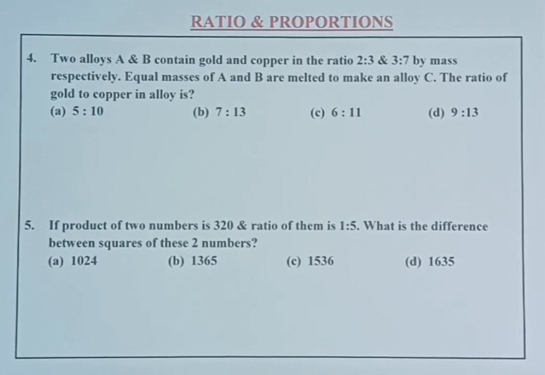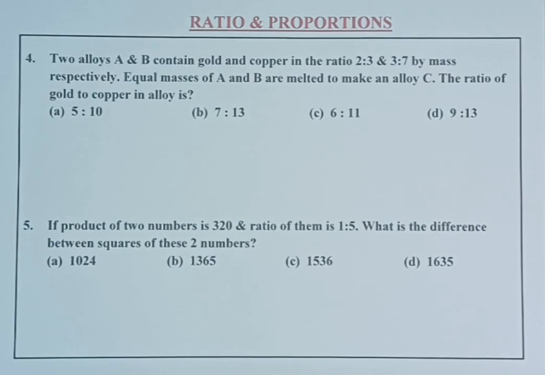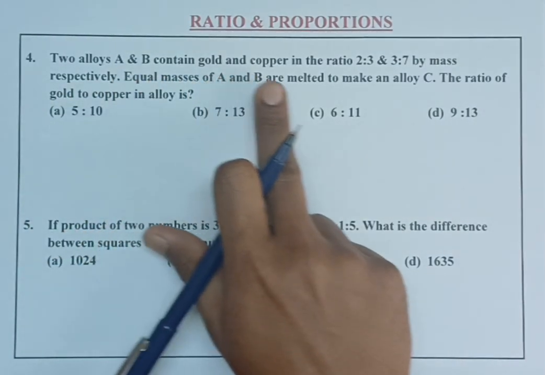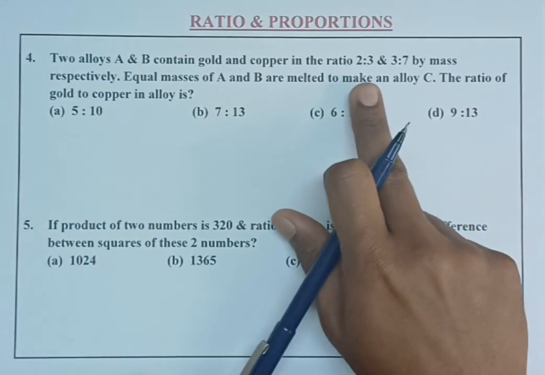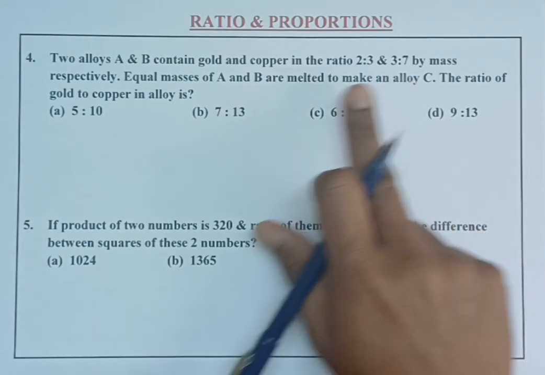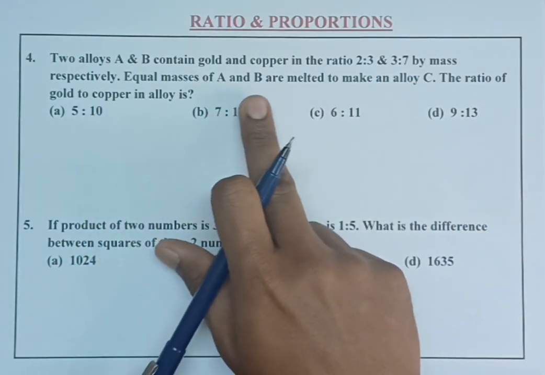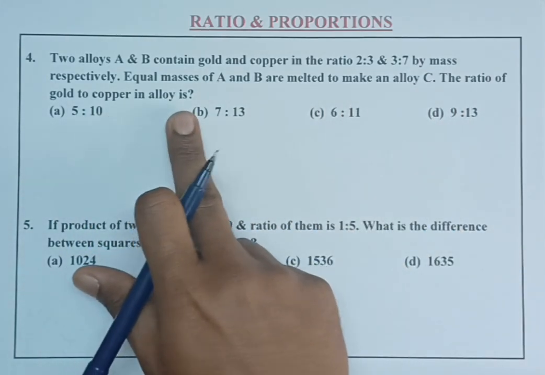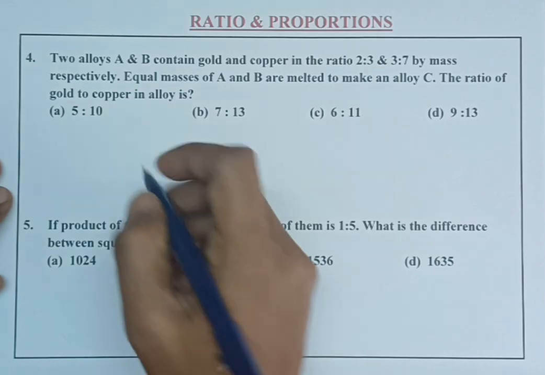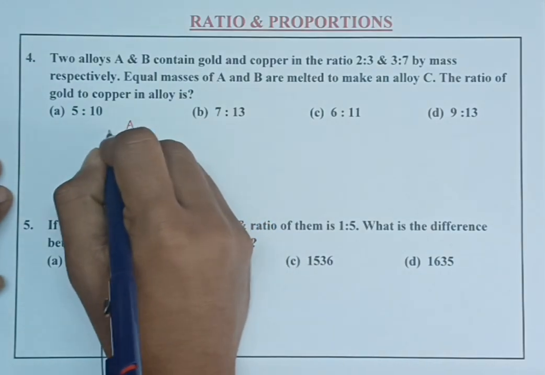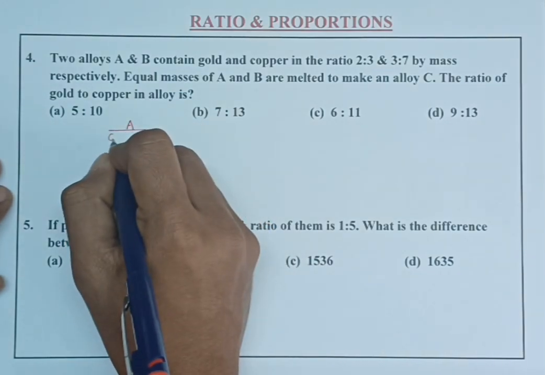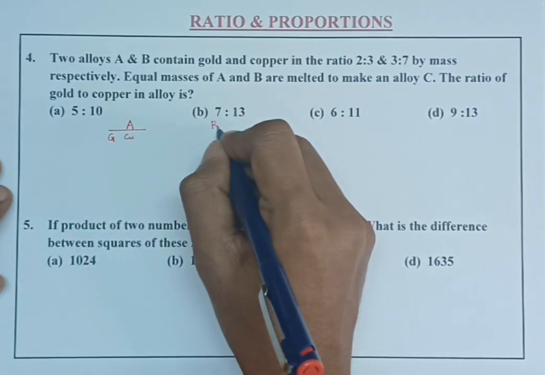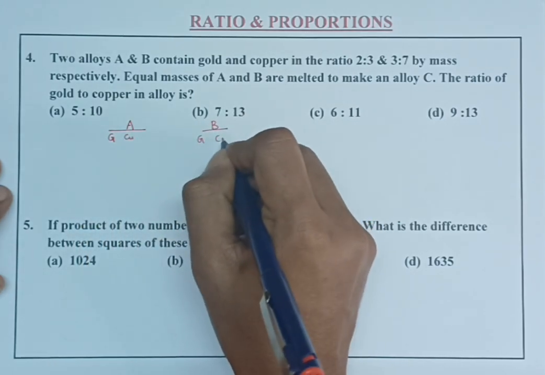Let's do two more problems. The fourth question was asked in GATE 2018. Two alloys A and B contain gold and copper in the ratio 2 is to 3 and 3 is to 7 by mass, respectively. Equal masses of A and B are melted to make an alloy C. The ratio of gold to copper in the alloy is. So, there was an alloy A having gold and copper, and similarly another alloy B having gold and copper.